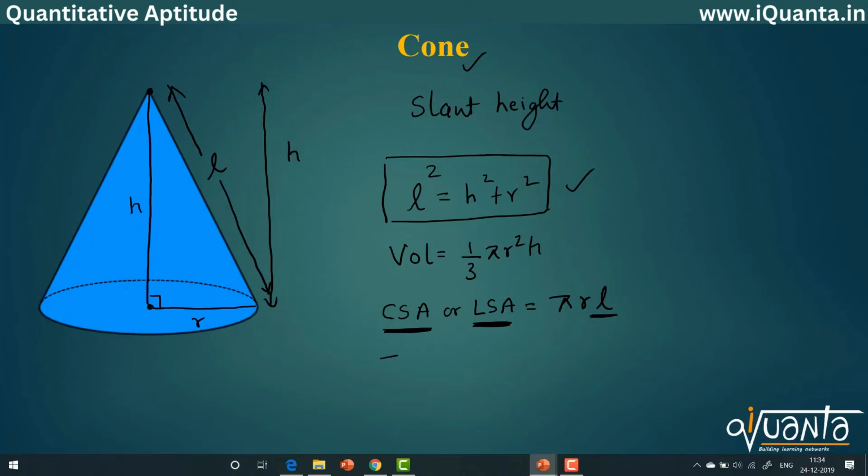Then if I ask you the total surface area of a cone, you will add the area of base also to it. So pi r L will be the curved surface area, plus area of base, which is pi r square. I hope cone is done.